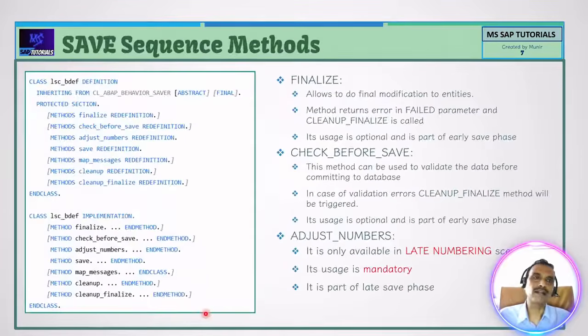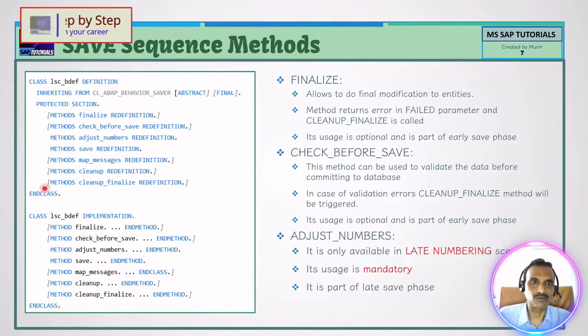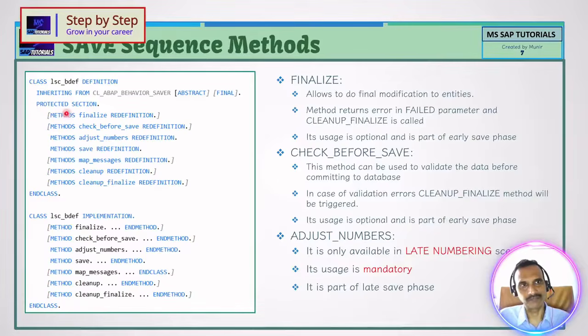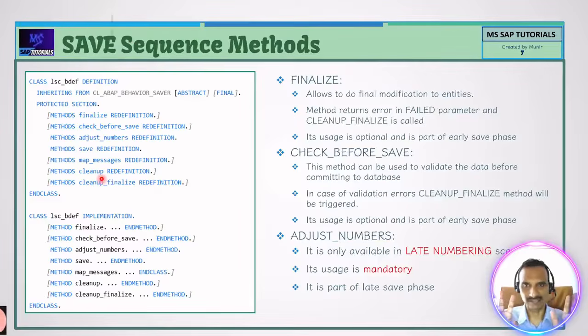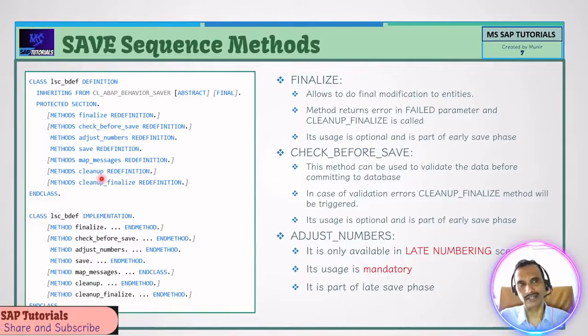Okay, now let us understand the sequencing method of the save sequence. Remember, this is exactly the save sequence that we need to remember. Make this image actually fit in your mind. Finalize, check before save, adjust number, save, and then the cleanup methods. There are six methods, guys, out of which only five will be called at any given point in time.